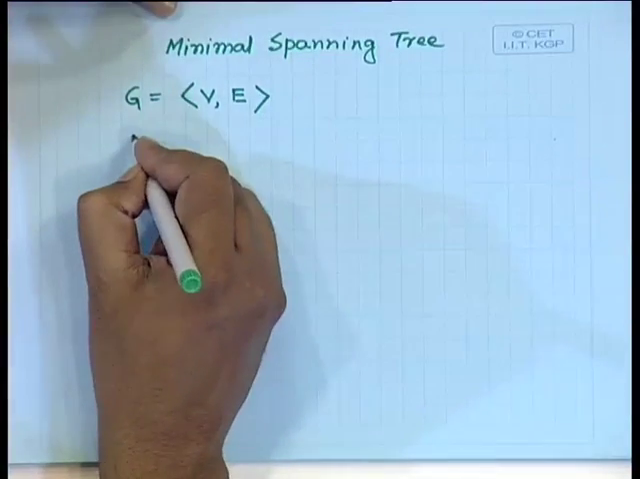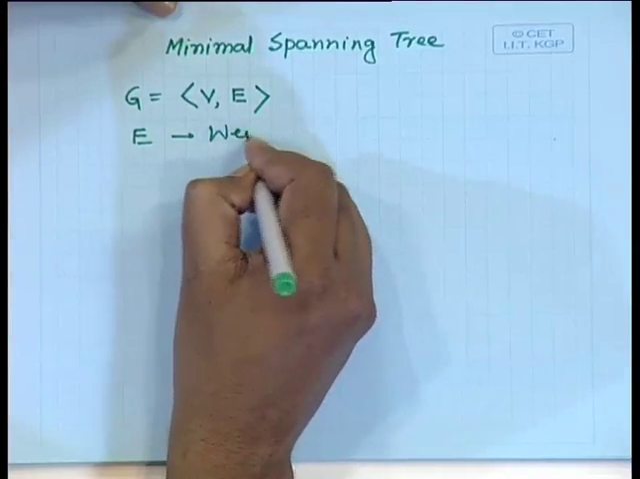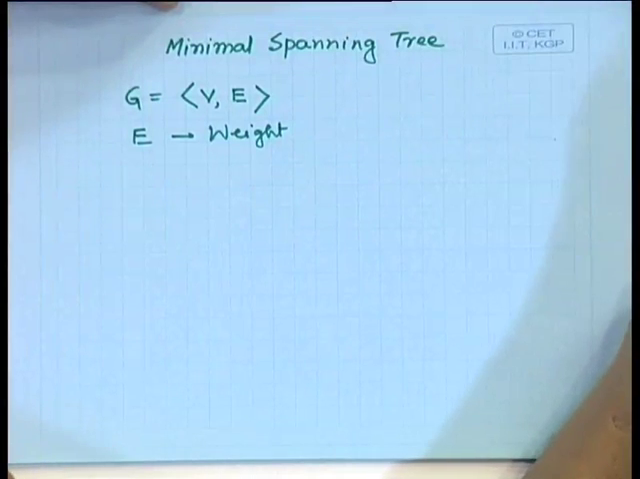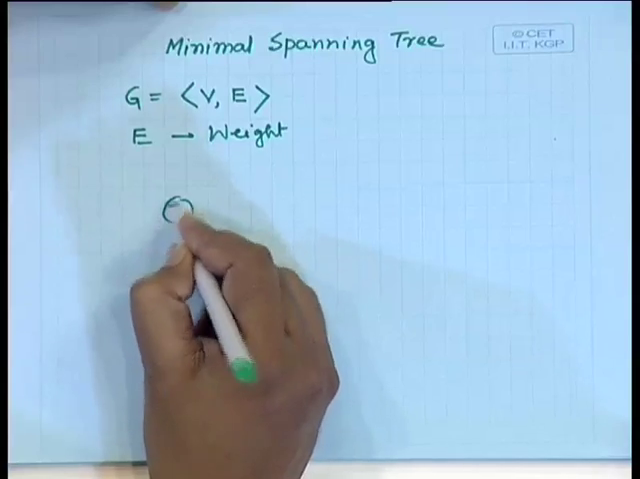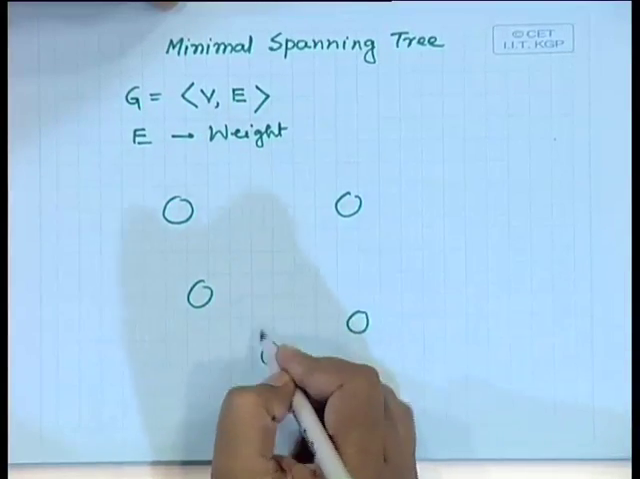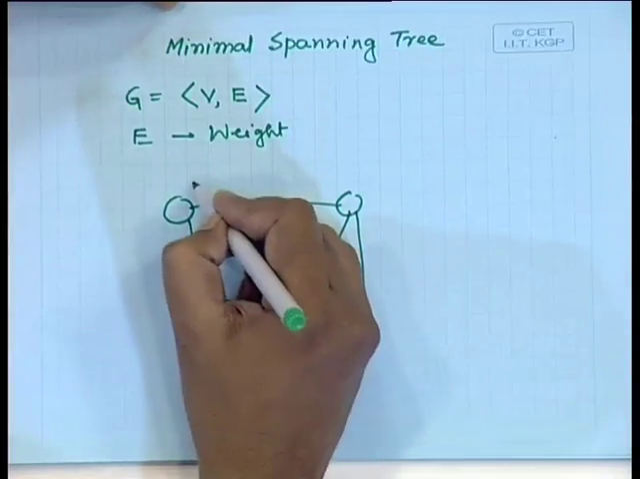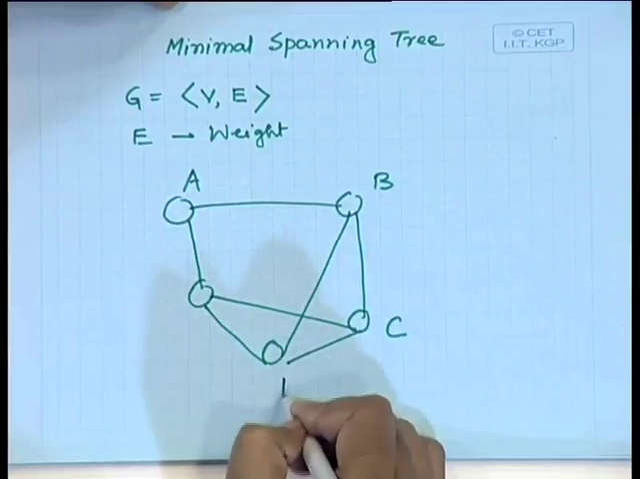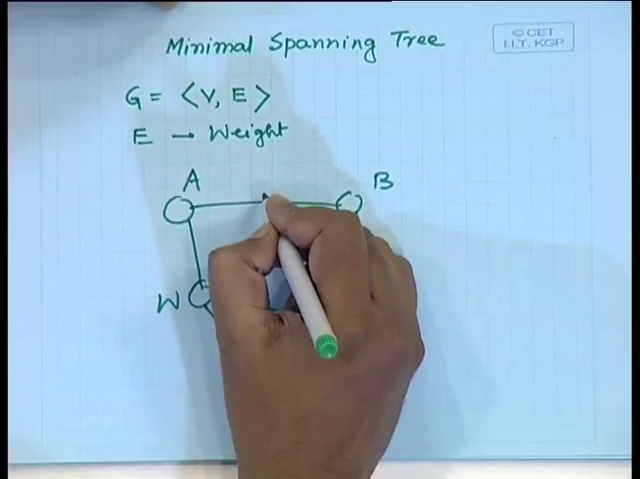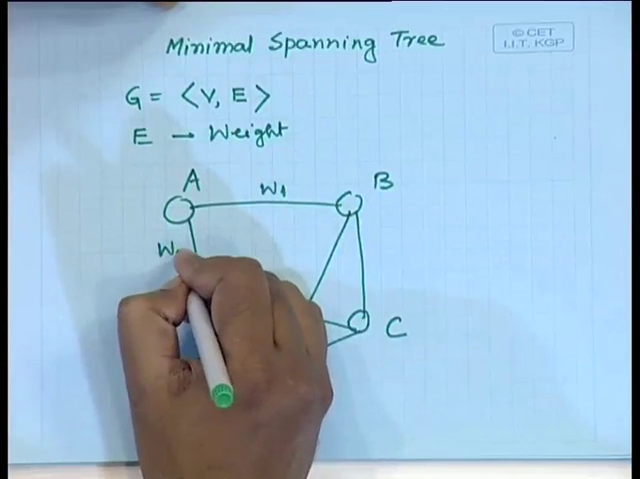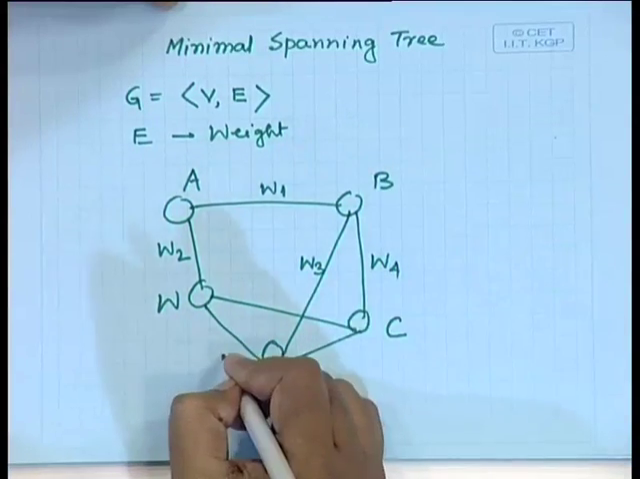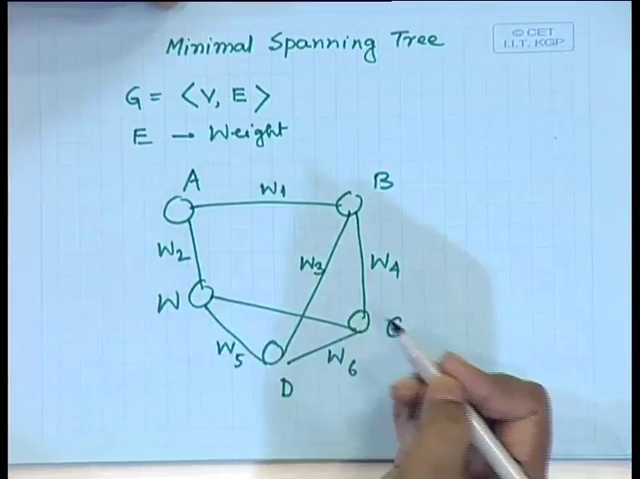So, when we talk about the minimal spanning tree, the graph is represented as a weighted graph. Weighted graph in the sense that for a set of edges, every edge has a weight or a cost associated with it. Okay. So, if I have a graph something like this, with a number of nodes, say any arbitrary graph with nodes A, B, C, D, E, then every edge will have a weight associated with it, say W1, W2, W3, W4, W5, W6, W7 and so on.